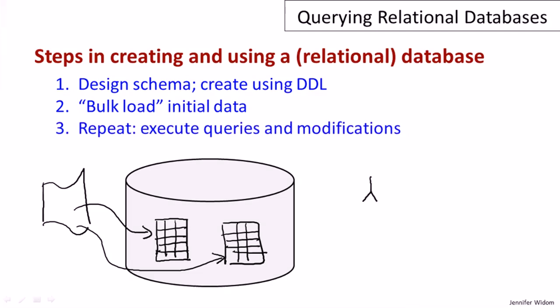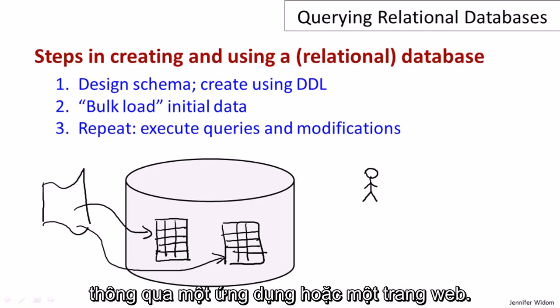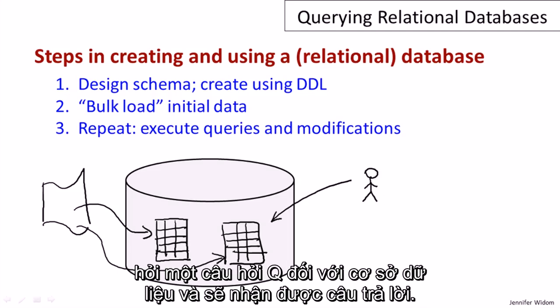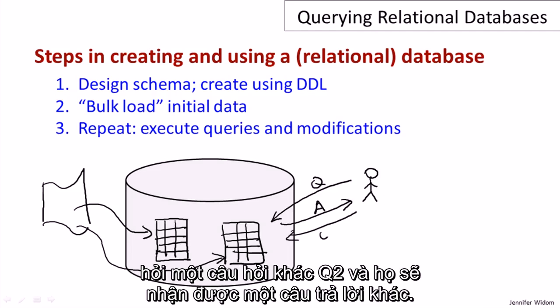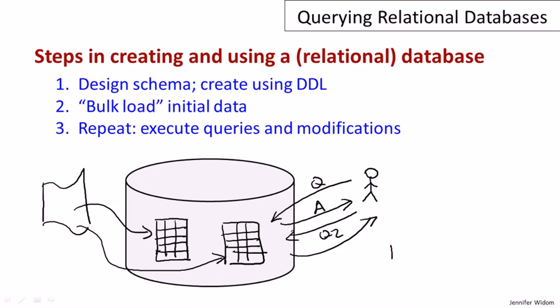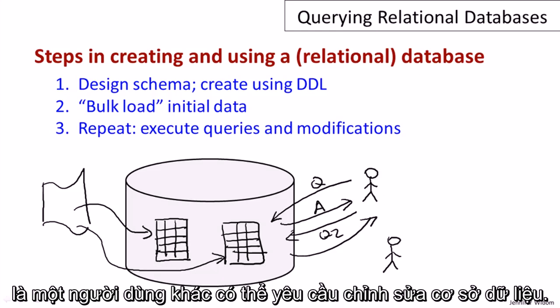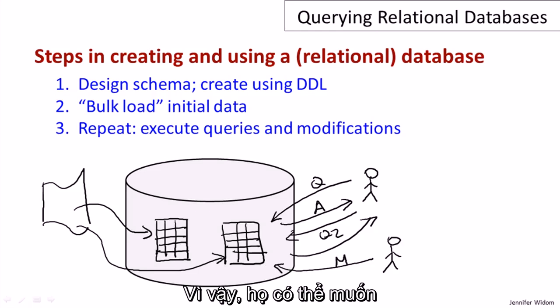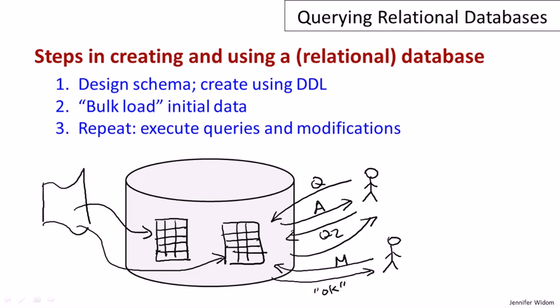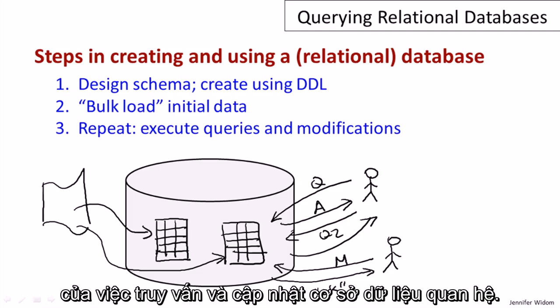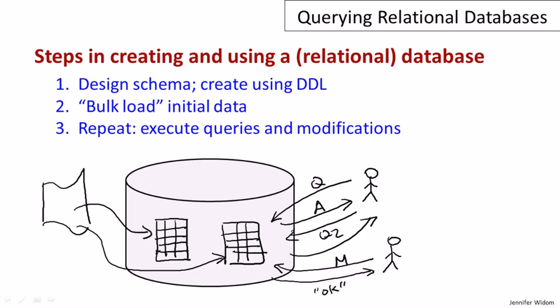Let's just say for now that we're going to have human users that are directly querying the database. In reality, that typically happens through, say, an application or a website. So a user will come along and ask a question of the database and get an answer. They might come along and ask another question, Q2, and get another answer back. The same human, or maybe a different human, might ask to modify the database, so they might want to insert new data or update some of the data. The database will come back and say, okay, I made that change for you. So that's the basic paradigm of querying and updating relational databases.